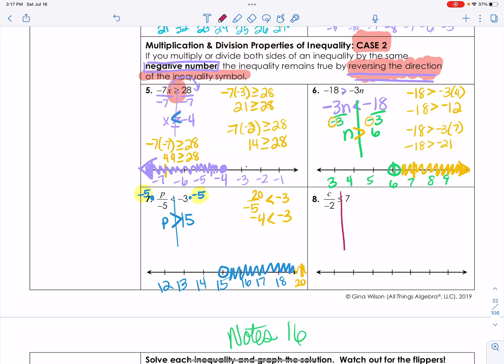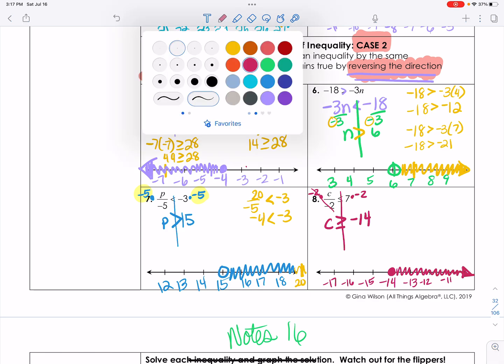It's being divided by -2, so I'm going to multiply both sides by -2, but I just multiplied by a negative number, so that flips the inequality sign because you're changing the sign, which changes the direction. So -14, -13, -12, -11, -15, -16, -17. -14 would have a filled in circle and it's greater than. Okay, so you can pick a number to see if that's true.